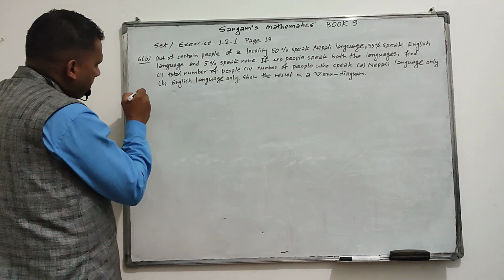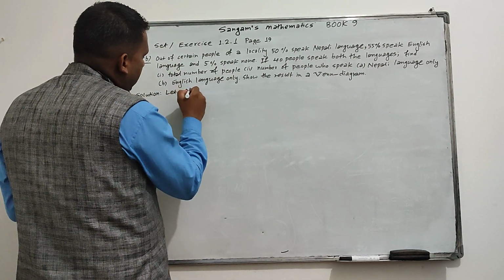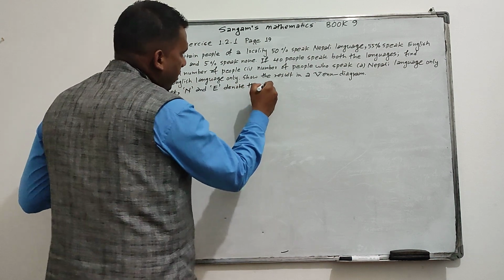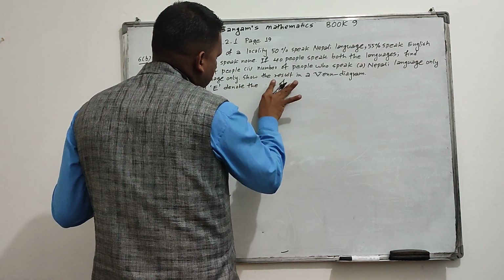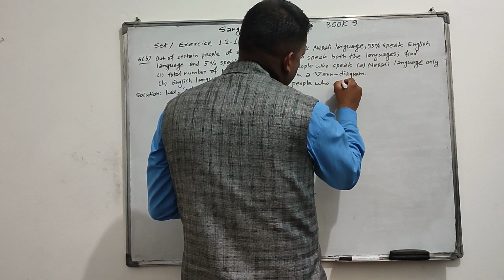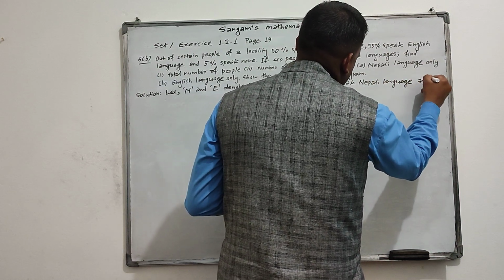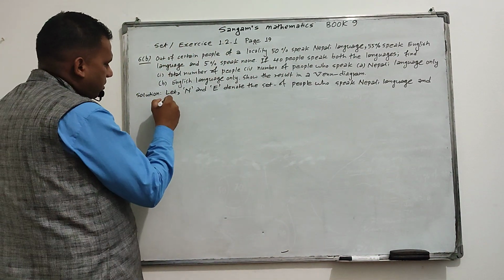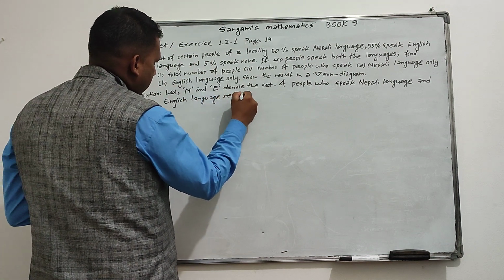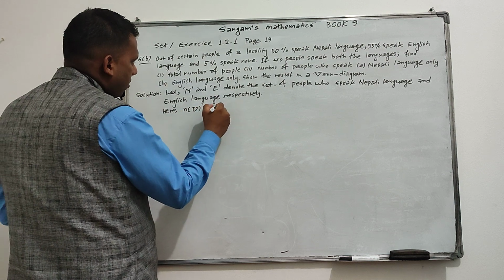Now, let N and E denote the set of people who speak Nepali language and English language respectively. Here, number of U is equal to 100%.